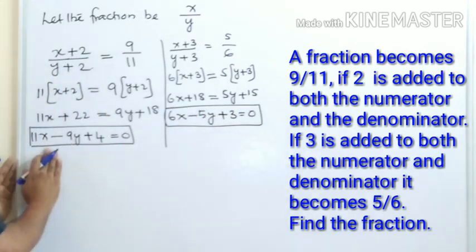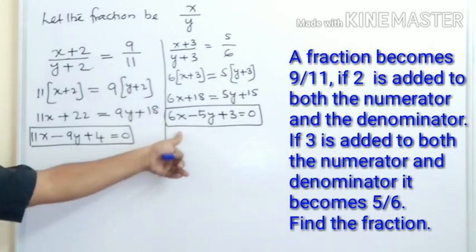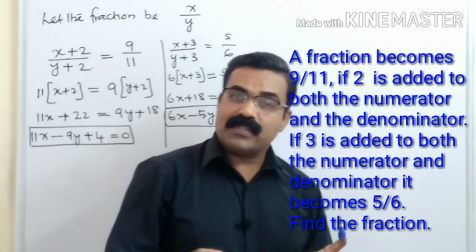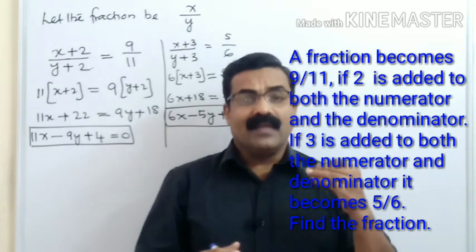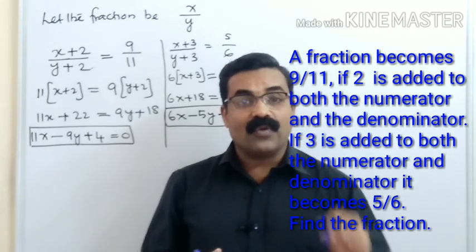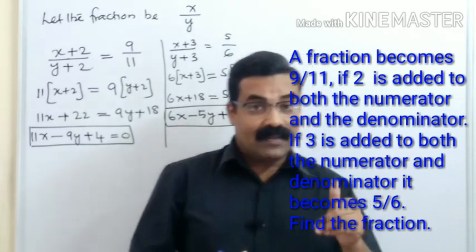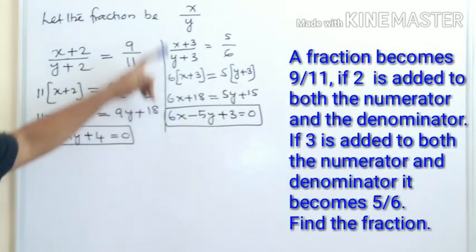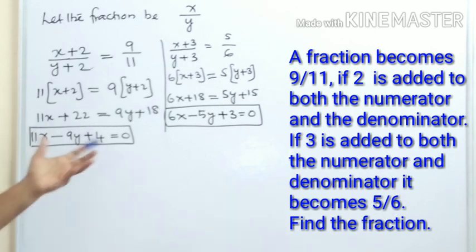So I got the first equation here, I got the second equation here. Now we can solve these two equations by using any method. We have seen what is the substitution method, we have seen what is the elimination method, we have seen what is the cross multiplication method. Any one of the methods, whichever is easy for you, you can use that method and find out the value of x and y. Once you get the value of x and y, put it here, then we will get the corresponding fraction. So that is all for this, now we will solve these equations.